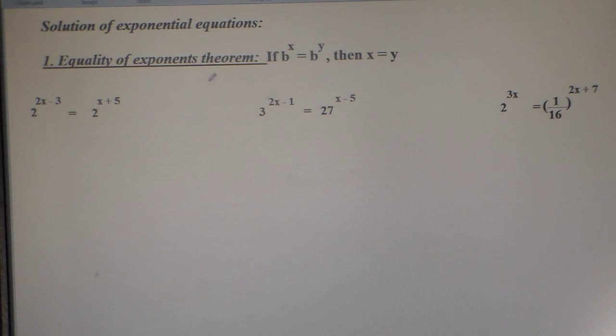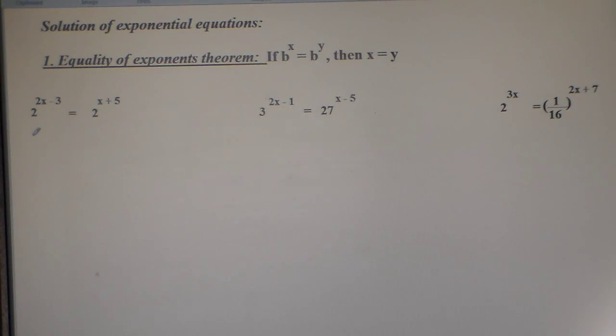For example, suppose you have the equation 2 to the power of 2x minus 3 equals 2 to the power of x plus 5. And we want to solve this exponential equation. To solve this exponential equation, we are going to look at the bases. We have in this case that both bases are equal. In both cases, you have base 2 and base 2. Then you are ready to make your exponents equal.